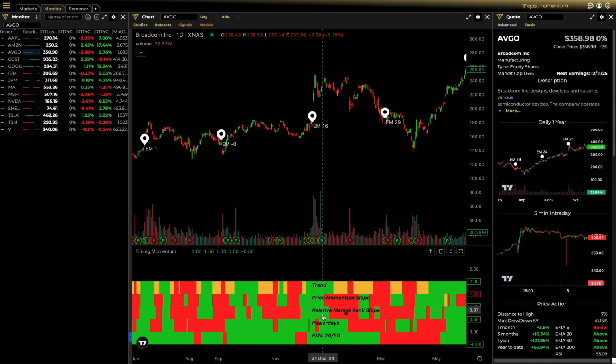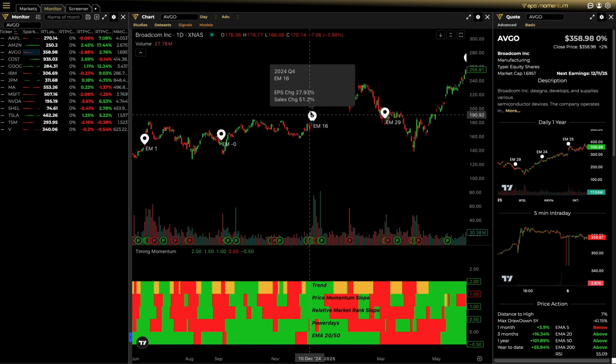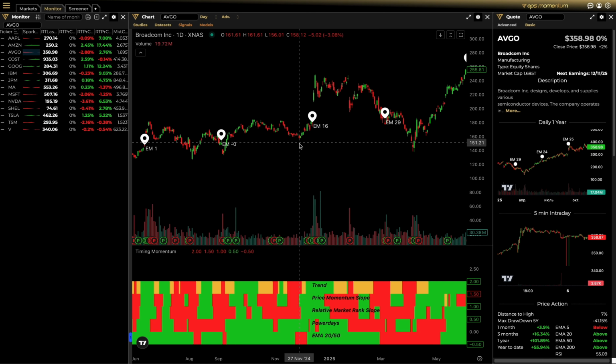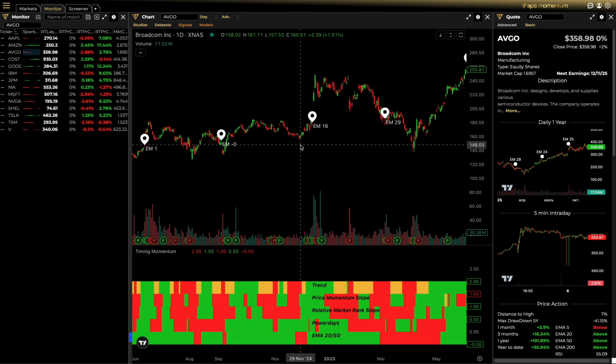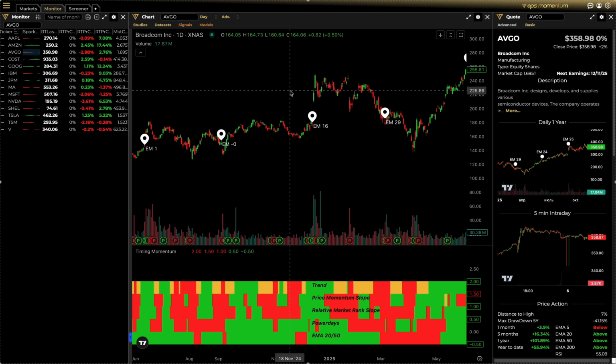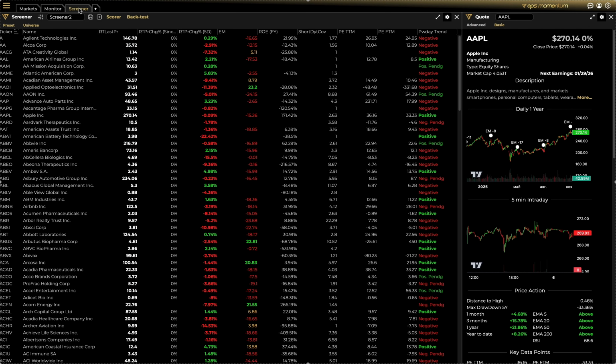Here is a clear example of how timing momentum works. All the signals are green, showing strength across all signals, which confirms a strong upward trend. This combination gives high confidence in the market direction. Now that we've reviewed how each of the timing momentum indicators works on the chart, let's move to the screener and see how to use them to find the strongest setups.